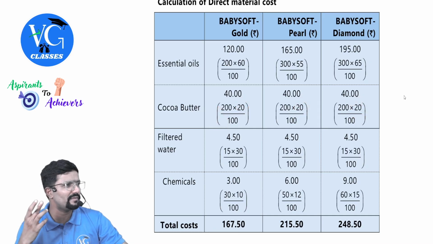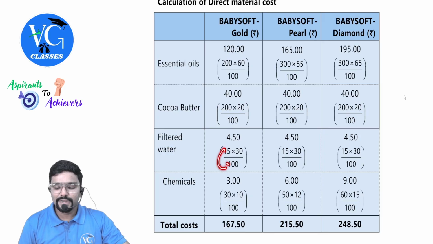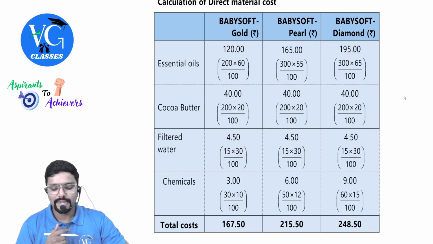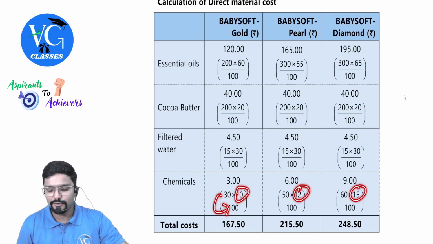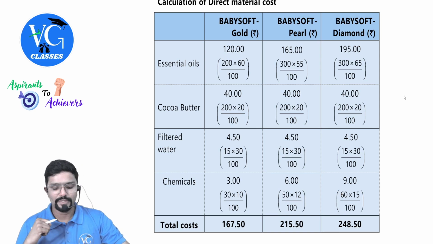I have already explained it while doing the question itself. Filtered water. 15 by 100 into 30 into 30 into 30. Same. All three same. Okay. Chemicals. 30 by 100 into 10 into 12 into 15. Here even rupees are changing. Please be careful. 50 by 100, 60 by 100 into 12 and 50 each, respectively.